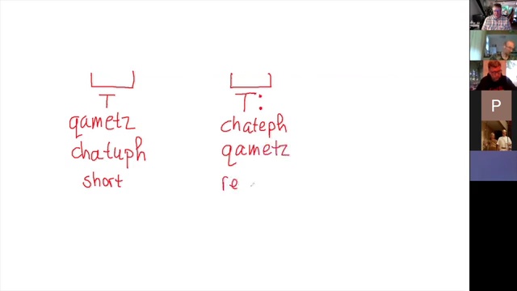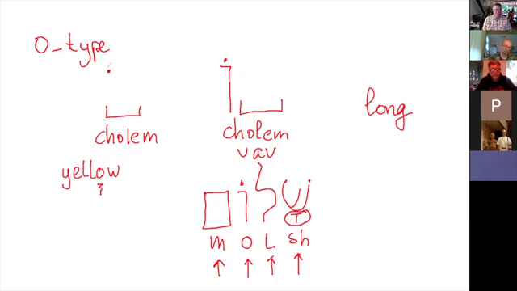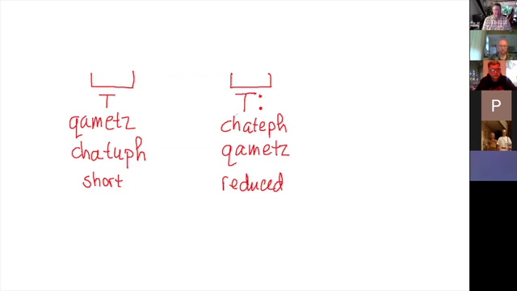And this one is reduced. So we have the golem, that's just a dot. The golem vav, where the vav is used as the carrier of the O sound. These are most common. This is the most common O sound you will find in Hebrew. And you have the kamets and the chatef kamets. The kamets chatuf, it's the same symbol as in the A sound, but this is also an O sound.